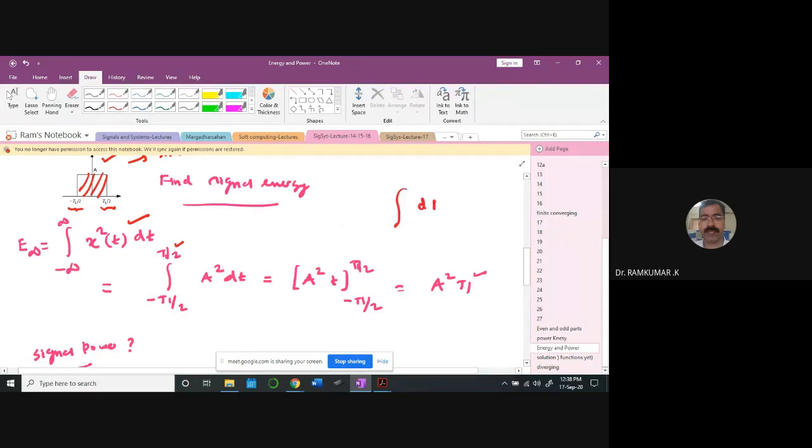If I integrate dt, I get t, from minus t1 by 2 to plus t1 by 2. I plug in the limits. A square goes out, and t1 by 2 minus minus t1 by 2. Is it clear? After applying the integral limits, that is nothing but A square t1, because t1 by 2 plus t1 by 2 is t1. So that's the expression for computing energy for an aperiodic signal.